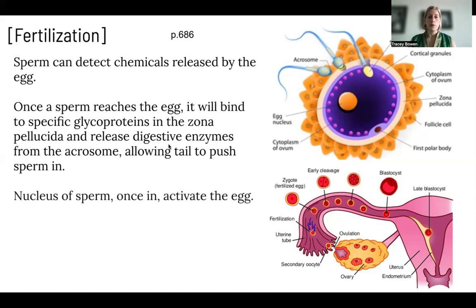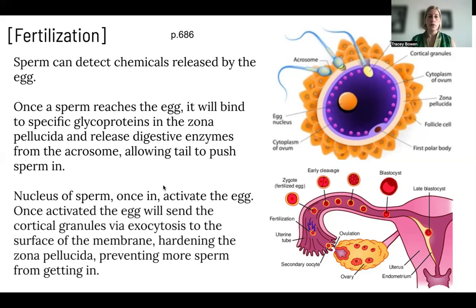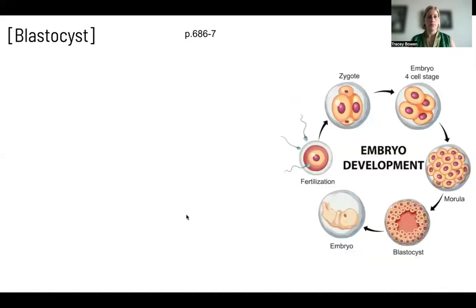The nucleus of the sperm, once in, activates the egg, and the egg will go through an extra round of meiosis, and it will also send the cortical granules via exocytosis to the surface of the membrane, and that's going to harden the zona pellucida, preventing more sperm from getting in. And so here you can see fertilization has occurred inside the fallopian tube, and then as that ball of cells grows, it's going to move down the fallopian tube.